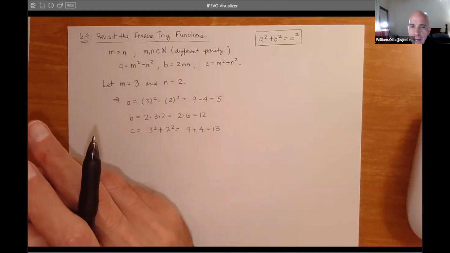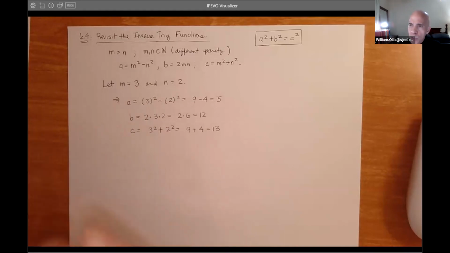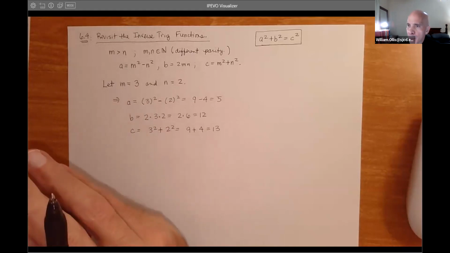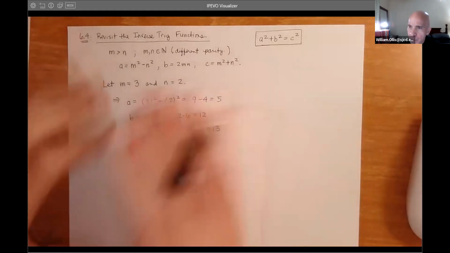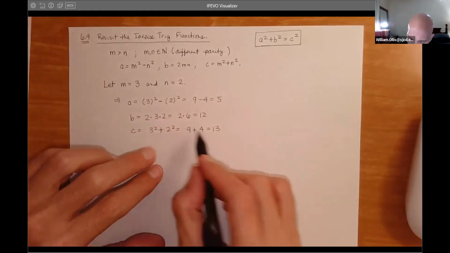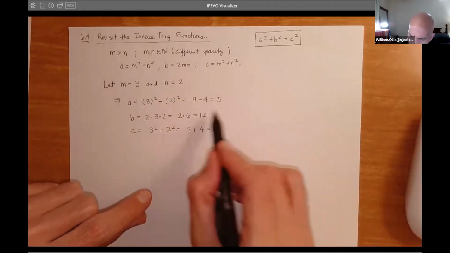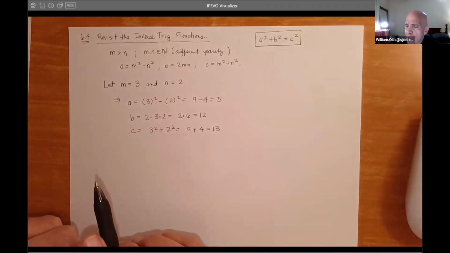But the thing is that Dr. Wright was a great professor. And he just loved talking about the Pythagorean theorem and the Pythagorean triples. And so now that reminds me of this. So he would say, now you have infinitely many Pythagorean triples.